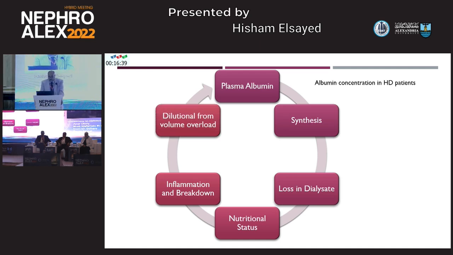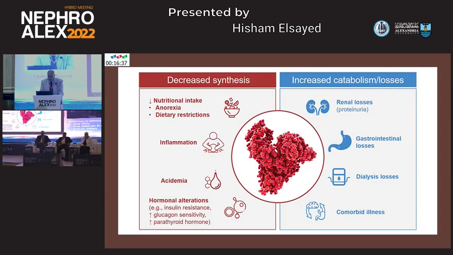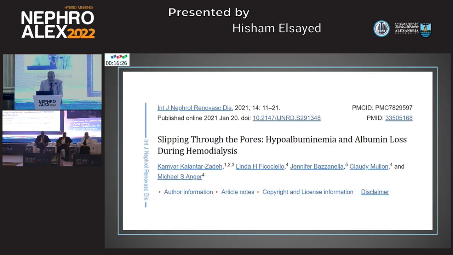We will highlight how it is a dilutional factor. So the increase in catabolism and loss of serum albumin due to renal disease and inflammation is a major factor in hemodialysis patients with hypoalbuminemia.